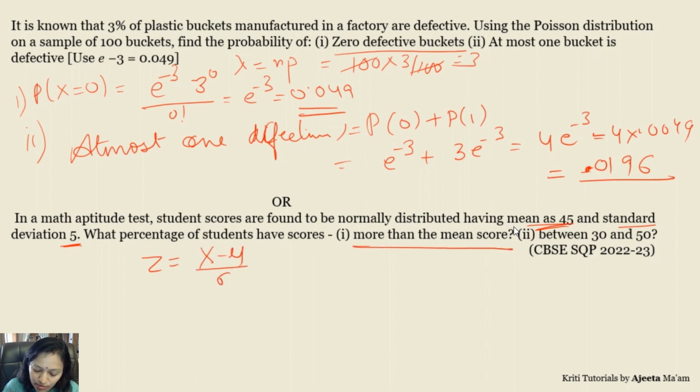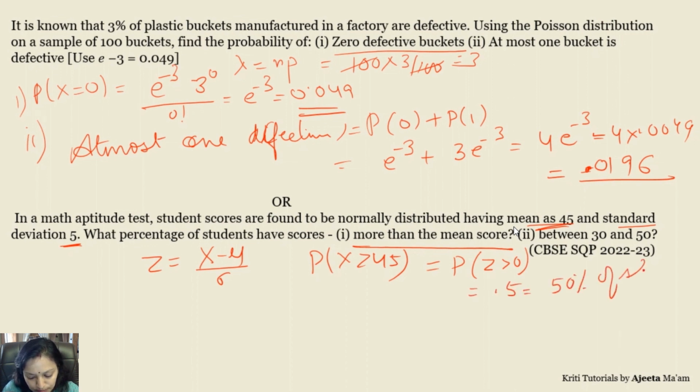So the first is more than mean score. More than mean means P of x greater than 45. If we calculate the z score for 45, it will be 0. So P of z greater than 0, and how much is that? 0.5, which is 50% of students. Okay, at 45 the value for 0 is coming, right? So now this is what we have.